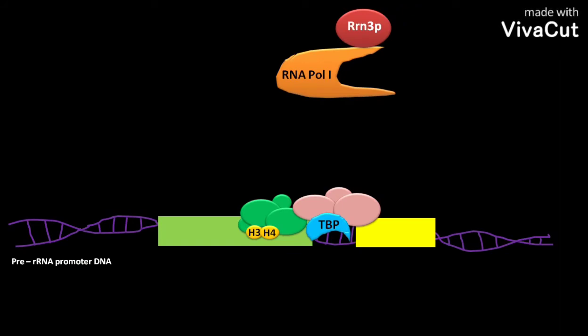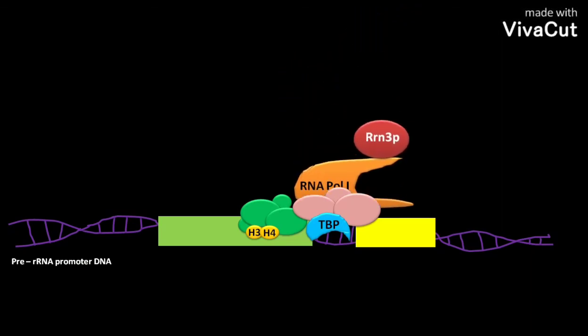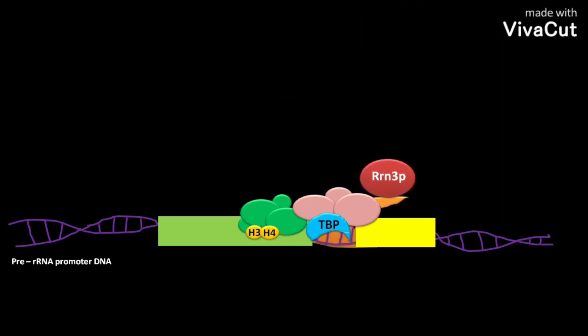Finally, a complex of RNA Pol I and a monomeric factor called Rrn3p associates with the bound proteins. The RNA Pol I is positioned near the start site. With this, a fully active yeast Pol I transcription initiation complex is formed.